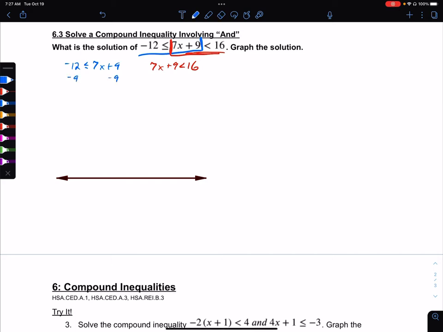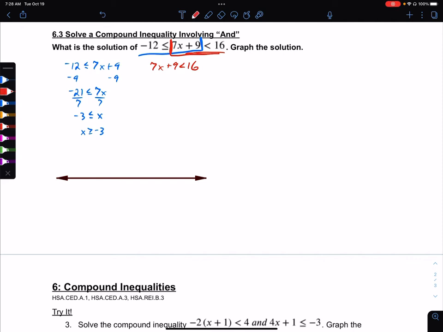So negative 12 minus 9 would be negative 21 is less than or equal to 7x. We would then divide by 7. We're dividing by a positive number, so the inequality sign is going to stay the same. So we have negative 3 is less than or equal to x. And I'm actually going to rewrite that, so it'll make my life a little bit easier. I'm going to say x is greater than or equal to negative 3.